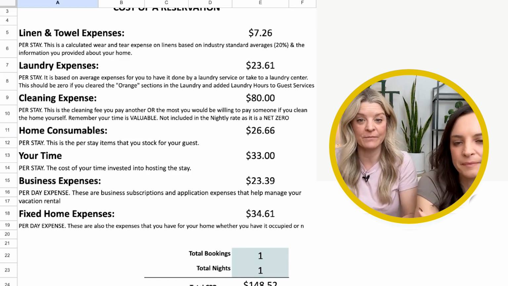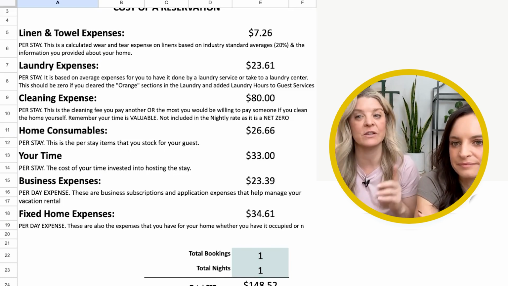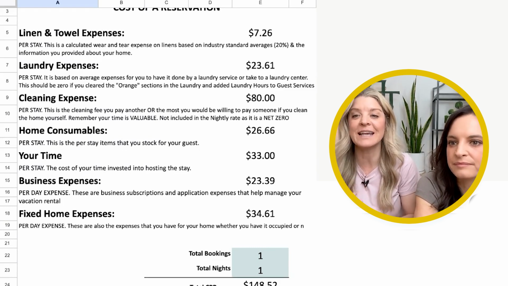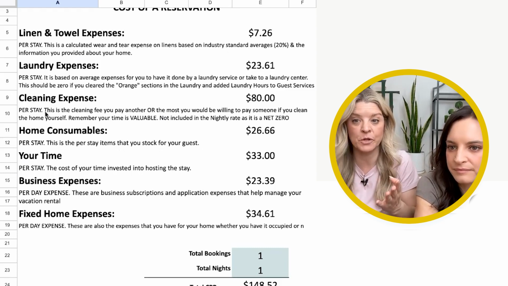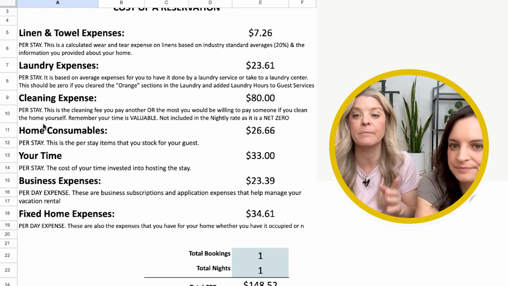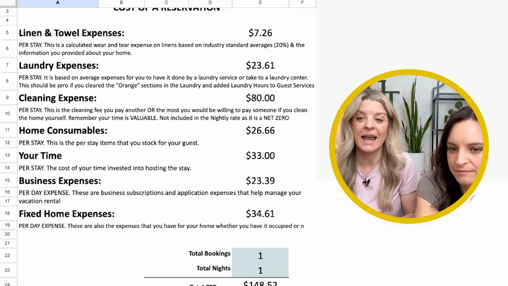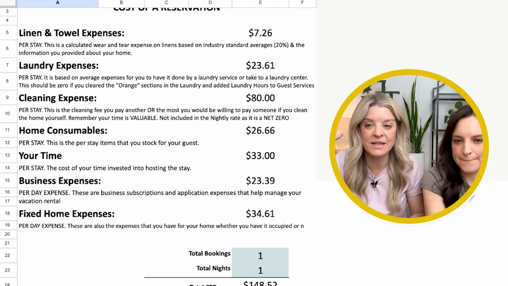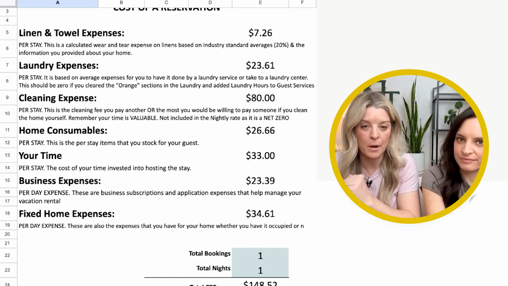So essentially we've taken all of those cells that we filled in on the last spreadsheet. So let's review them again. Our home consumable, our linen and towel expenses, our laundry expenses, cleaning expense, that's obviously per stay. We have to have it cleaned every single time. Home consumables, your time, your business expenses, and your fixed home expenses. And you can kind of even see there how we've lined it out per stay, per stay, per stay, per stay. So that's how you want to get that mindset. And then the business expenses are per day, per day. Yeah.